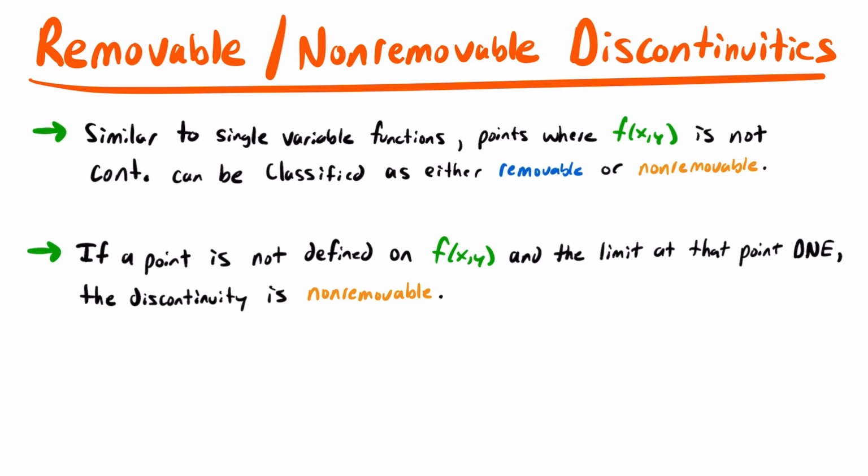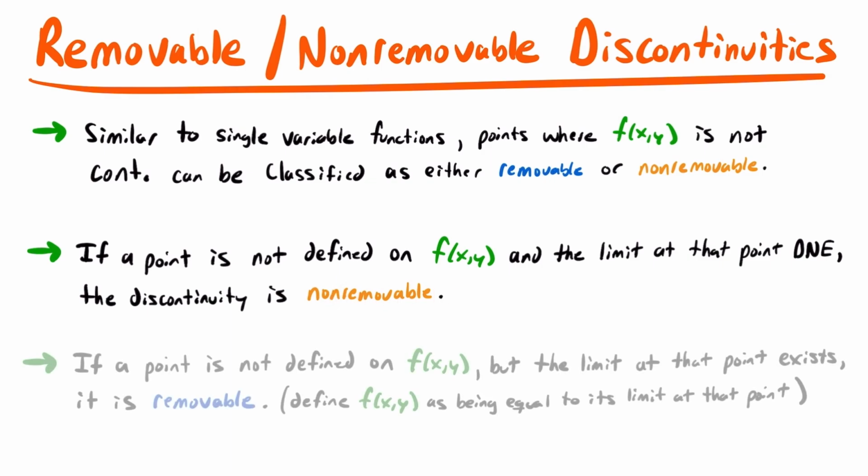All right, so a function would be discontinuous at a point where it's not defined, but if it's also the case that the limit doesn't exist at that point, then we would classify that discontinuity as non-removable. Now, on the other hand, if a point is not defined on f of x, y, but the limit at that point exists, it is removable. What you could do is define f of x, y as being equal to its limit at that point.